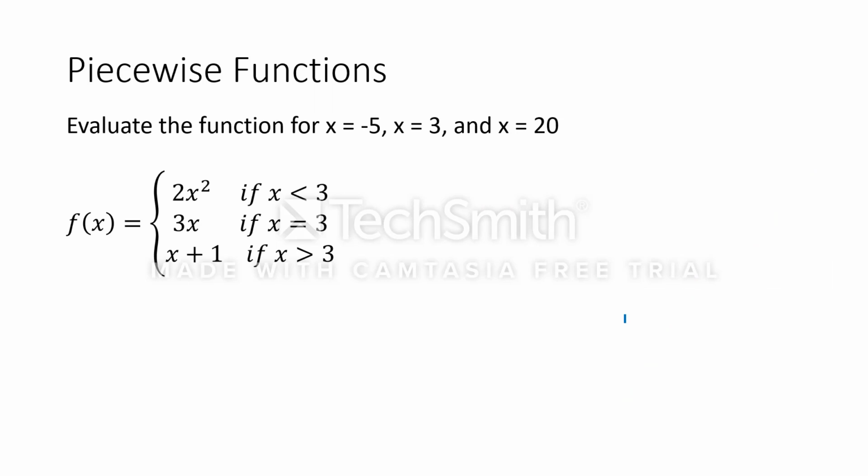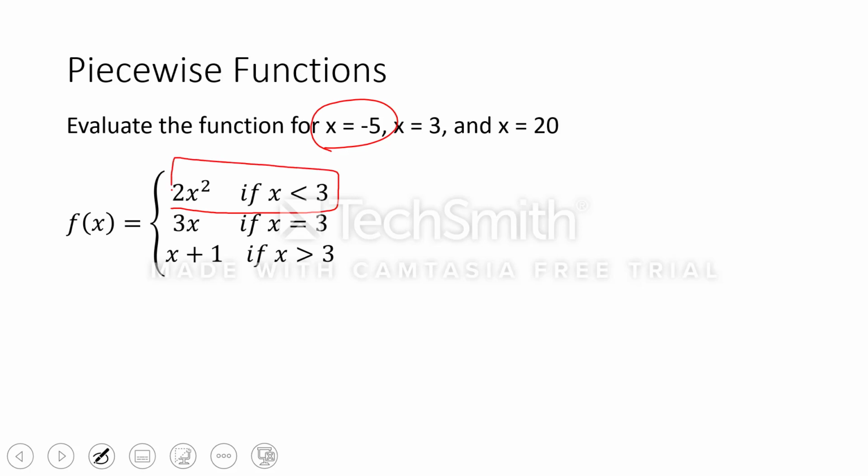For piecewise functions, when you go to evaluate, you've just got to read the if statements to decide which part of the function you're actually going to use. Let's start with x equals -5. Well, that is x less than 3, so I need to use this part of my piecewise function. So f of -5 is equal to 2 times -5 squared. -5 squared is going to give me 25, so altogether that's 50.